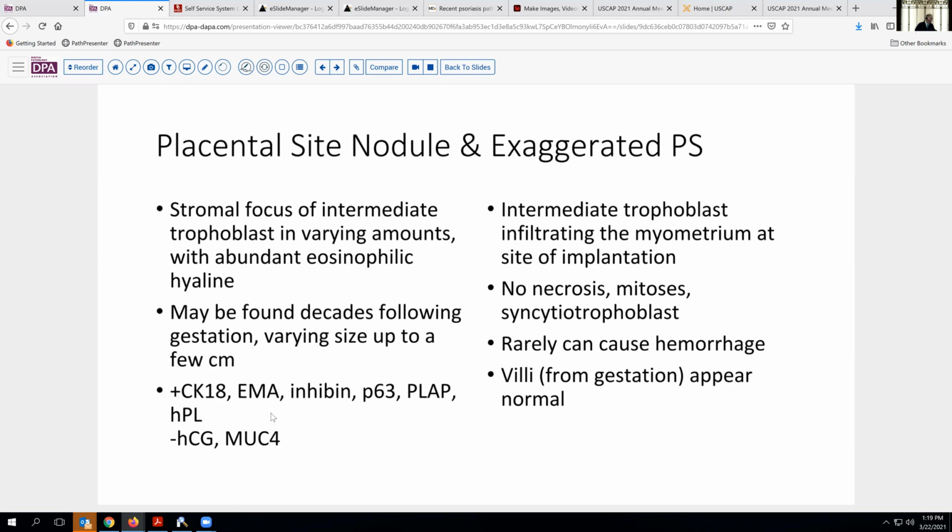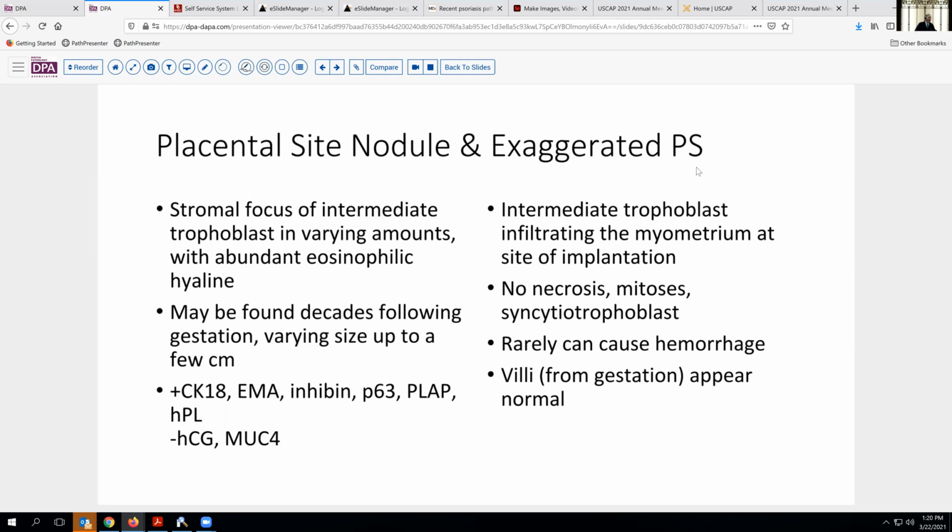Immunohistochemistry, I've never had to use it, but reportedly these are CK18 and EMA positive. That may also stain with some other confusing markers, including inhibin, P63. If you're thinking squamous carcinoma, that's not going to help you, and placental lactogen, or placental alkaline phosphatase, and human placental lactogen.